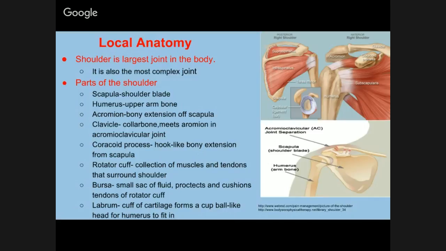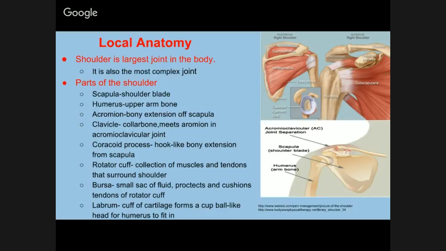Parts of the shoulder: scapula, the shoulder blade; humerus, the upper arm bone; acromion, a bony extension of the scapula; clavicle, the collarbone, which meets the acromion in the acromioclavicular joint; coracoid process, a joint-like bony extension from the scapula; rotator cuff, a collection of muscles and tendons that surround the shoulder.